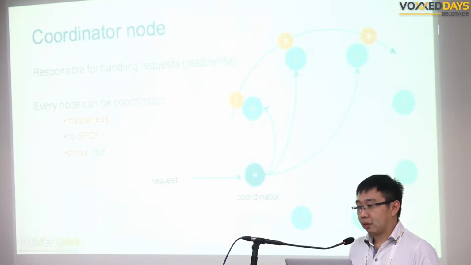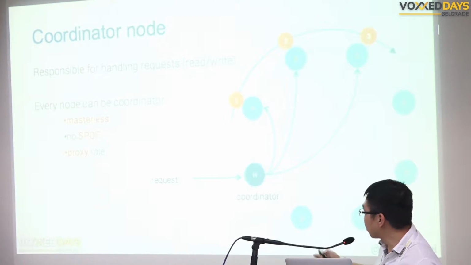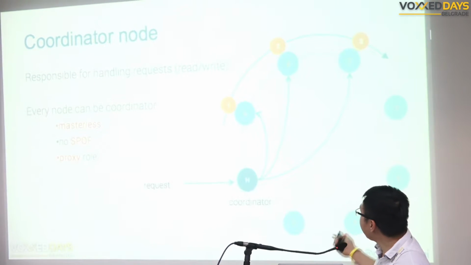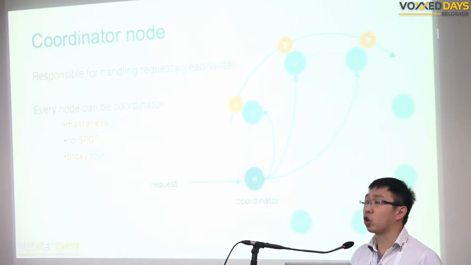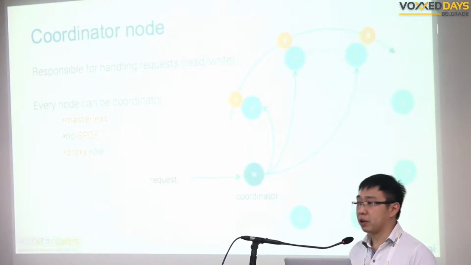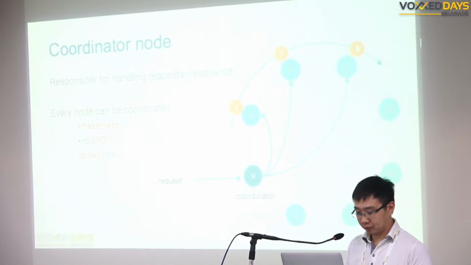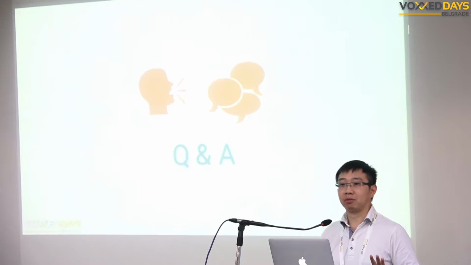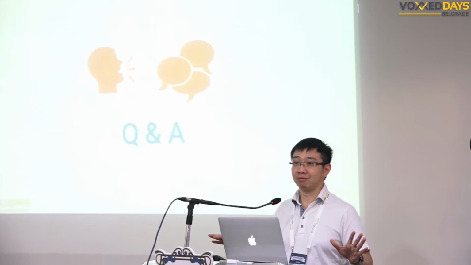If I am unlucky and this machine is down, I don't care, because anyone in the cluster can be a coordinator. So the architecture is symmetric, right? And that's all for the introduction. Very, really simple. No question?